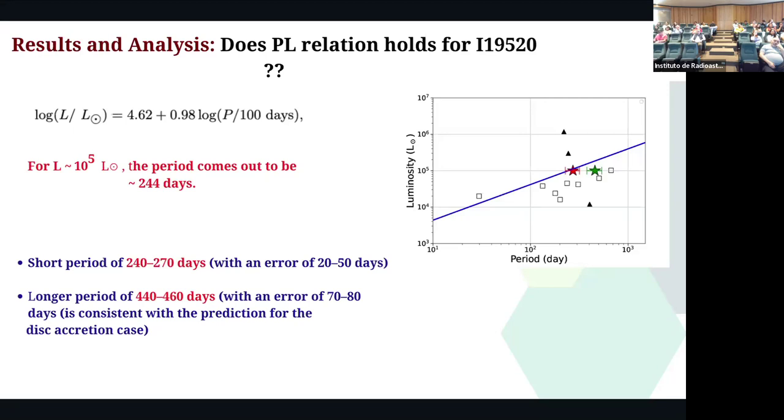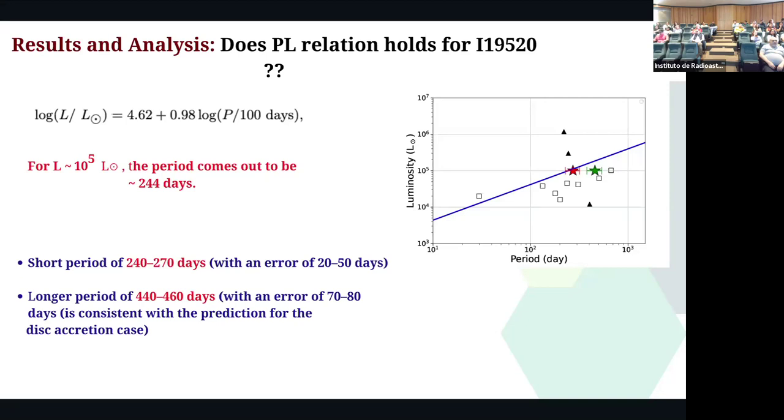One thing I forgot to mention is the departure of these sources from the exact PL relation. Although the trend is similar, the period in Mesar sources is a bit higher than predicted by the PL relation. This is suggested to be due to deviation from spherical geometry. For disk geometry, you could see periods which are a bit larger than the PL relation. So our green points match well with the PL relation obtained for the Mesar sources. So it could be concluded that the period of 440 to 460 days, which is consistent with the prediction of the disk accretion wave, is more suitable for this source.